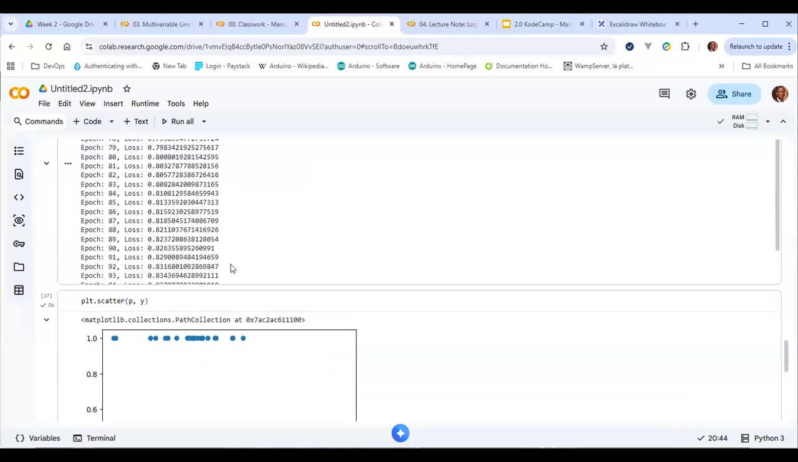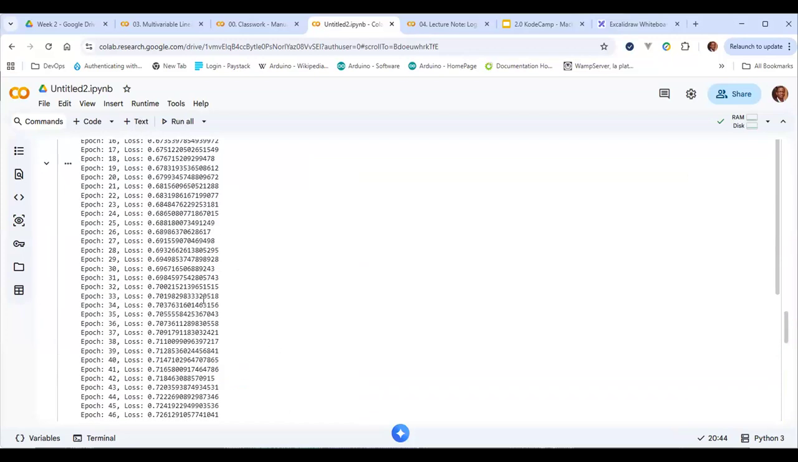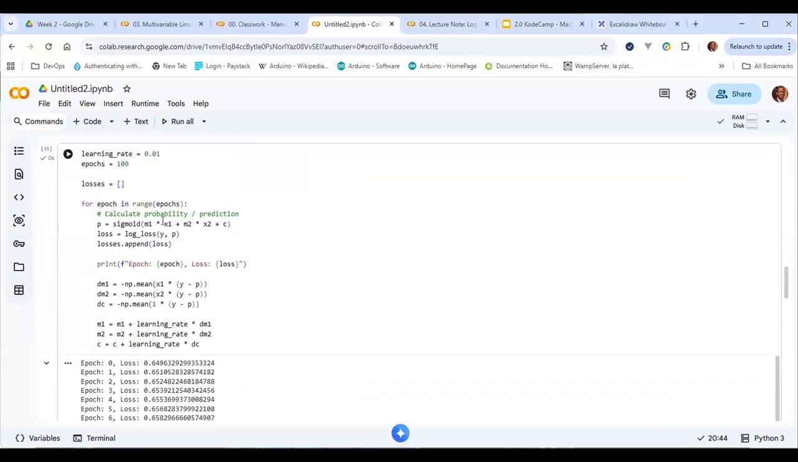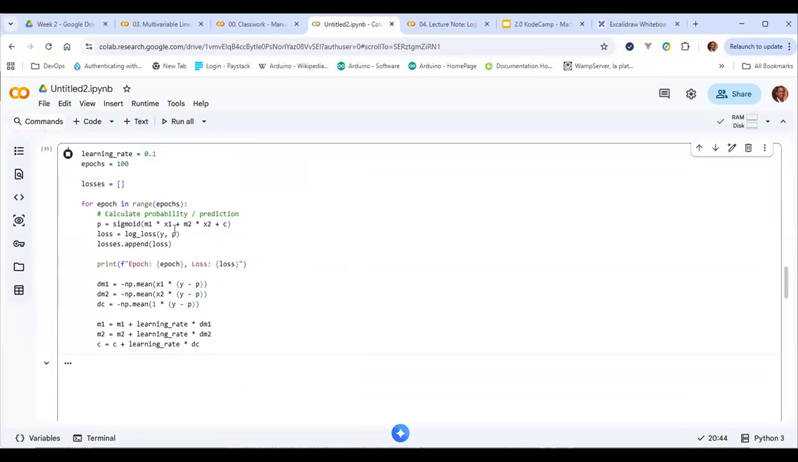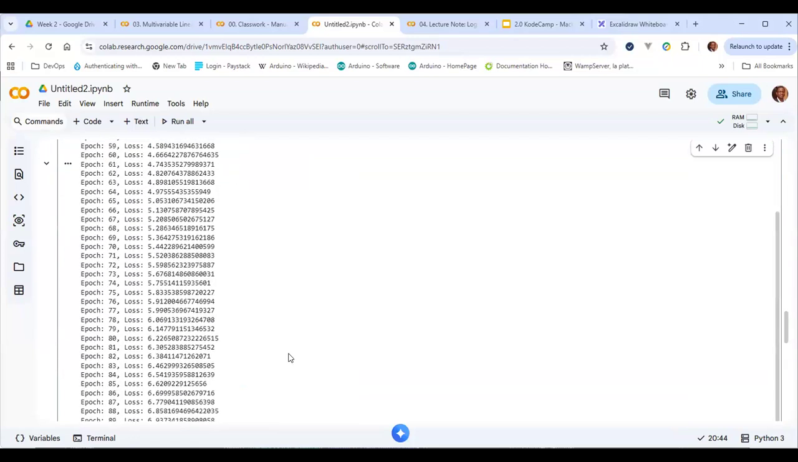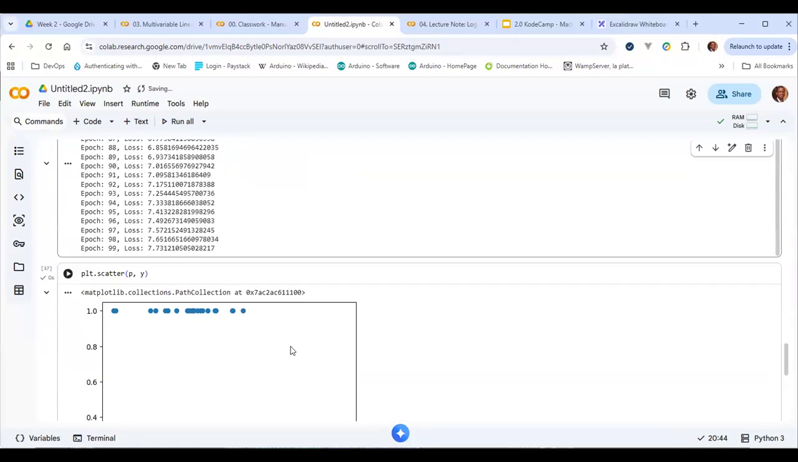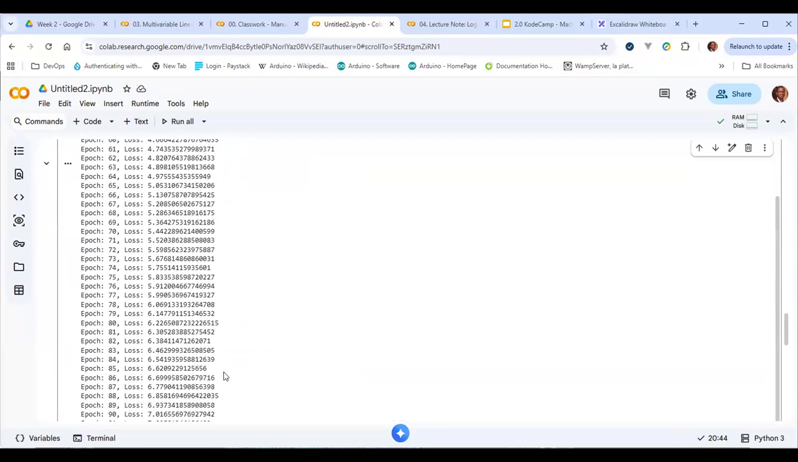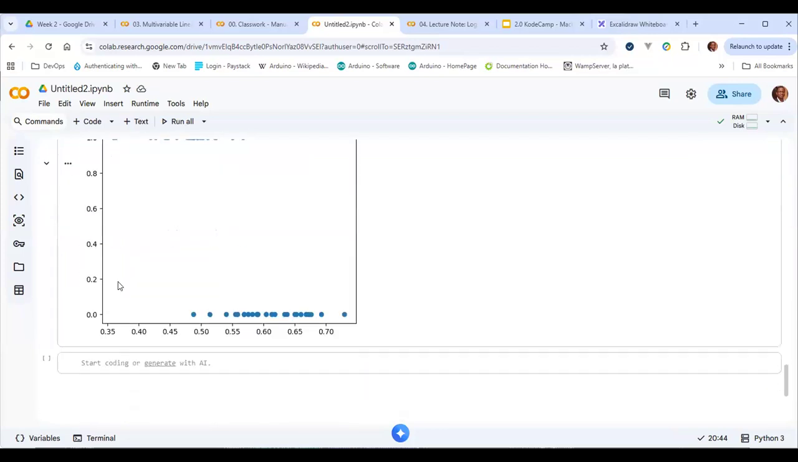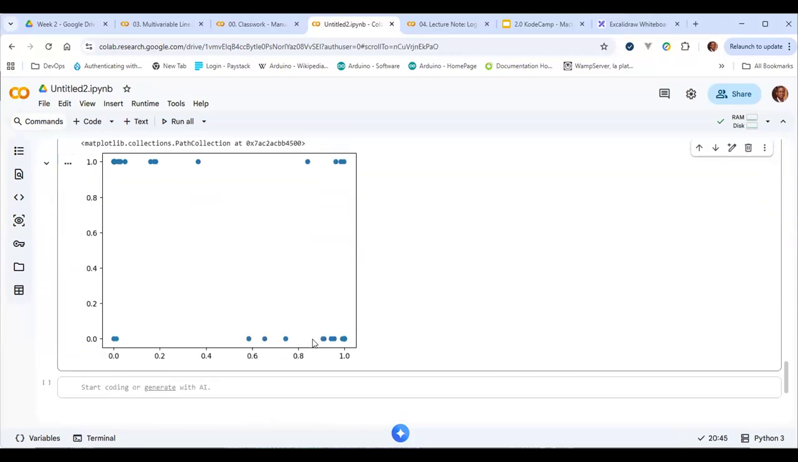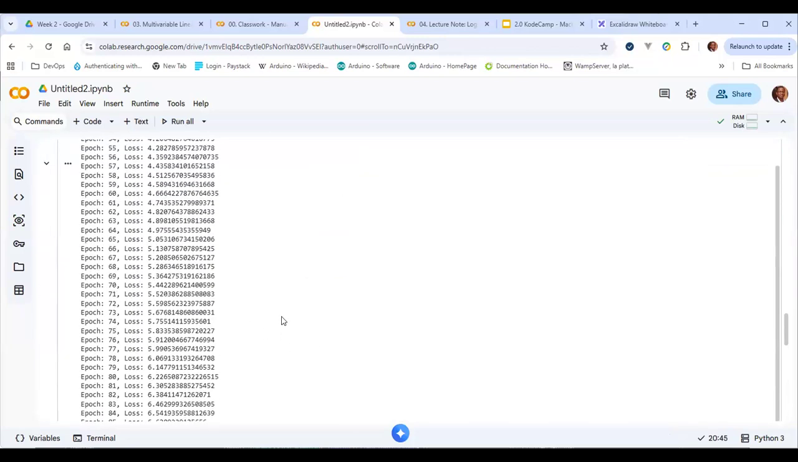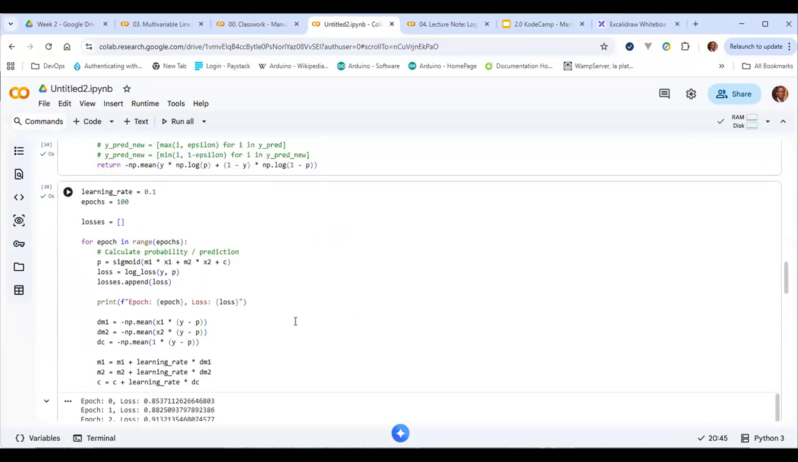Okay, so let's use a larger learning rate. Loss is still growing. So if you do this and this happens, it means there's something wrong. So you need to check.